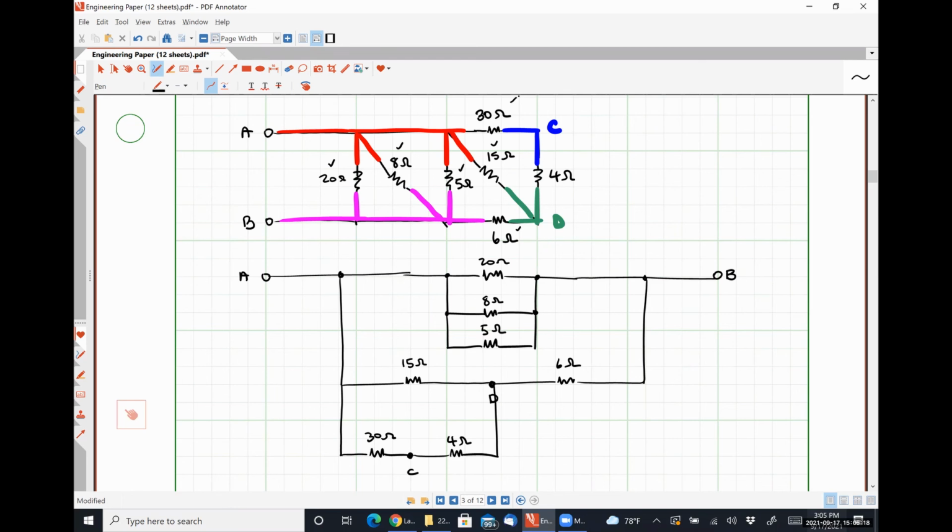So if I wanted to figure out the equivalent resistance of this guy, I see the 30 and the 4 ohm resistor in series, so I can combine them to make 34. That's now in parallel with that 15 ohm resistor, so I make a combination there. 15 in parallel with 34 is now in series with 6, and that equivalent resistance is in parallel with 5, in parallel with 8, and in parallel with 20, and I'm finished, right?